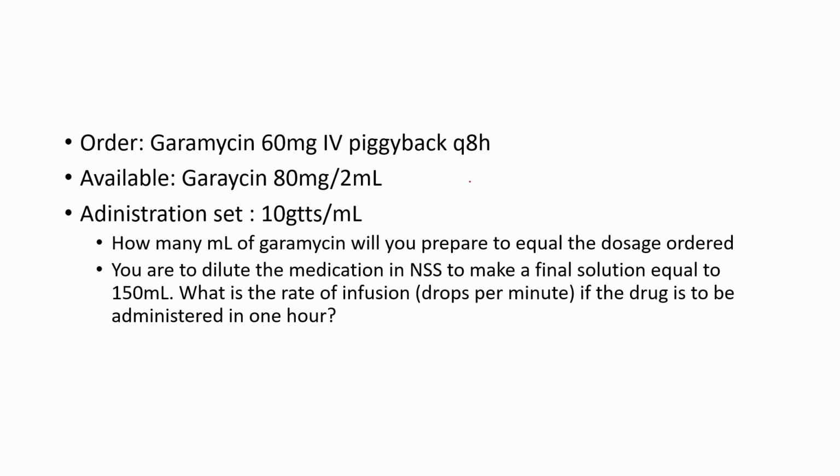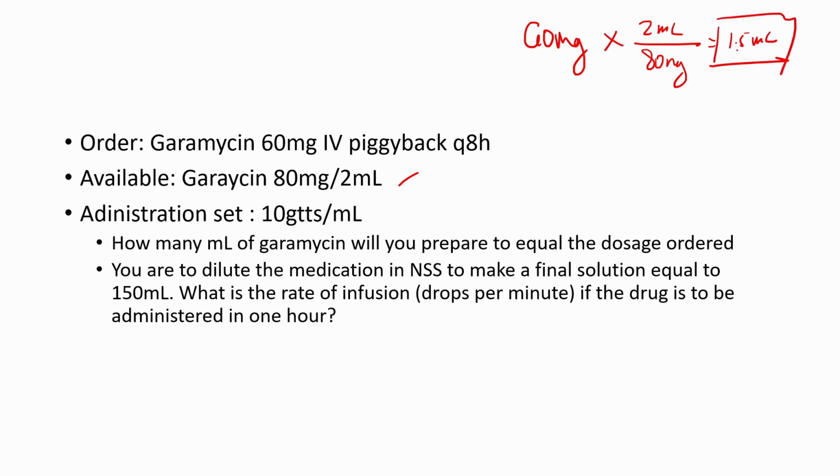Let's answer the first question. The first question is asking how much garamycin we need to prepare. What's available is 80 milligrams per 2 ml, and what's prescribed is 60 milligrams. So we're going to use this concentration right here, 80 milligrams per 2 ml. So you need 1.5 ml of the available garamycin solution. So that's number one. It's that simple.